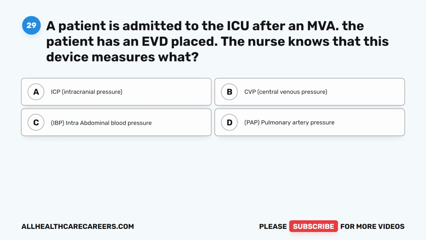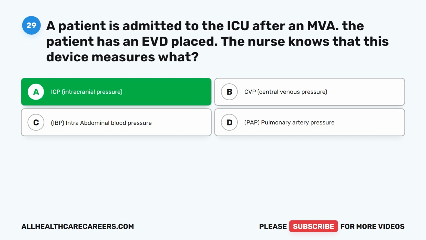Question 29. A patient is admitted to the ICU after an MVA. The patient has an EVD placed. The nurse knows that this device measures what? A. ICP, intracranial pressure. B. CVP, central venous pressure. C. IBP, intra-abdominal blood pressure. D. PAP, pulmonary artery pressure. The correct answer is A.